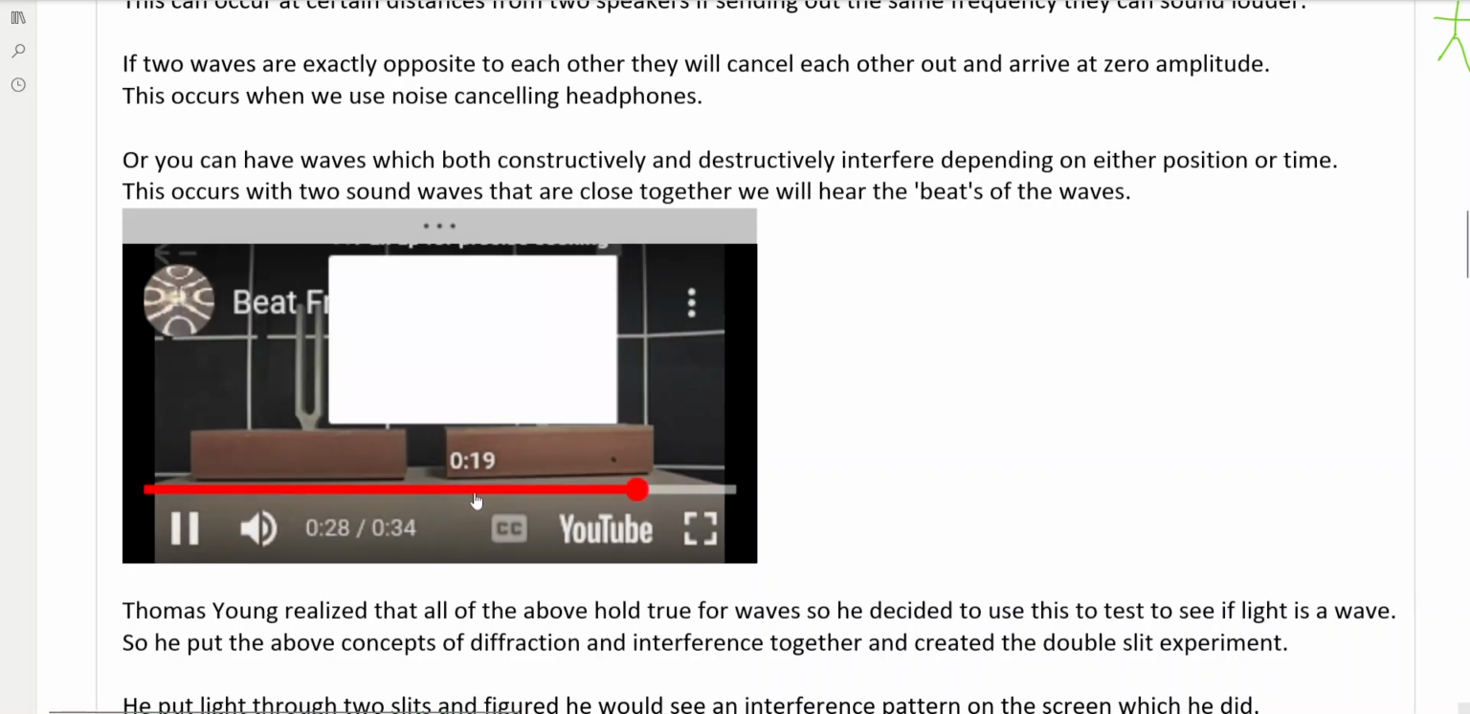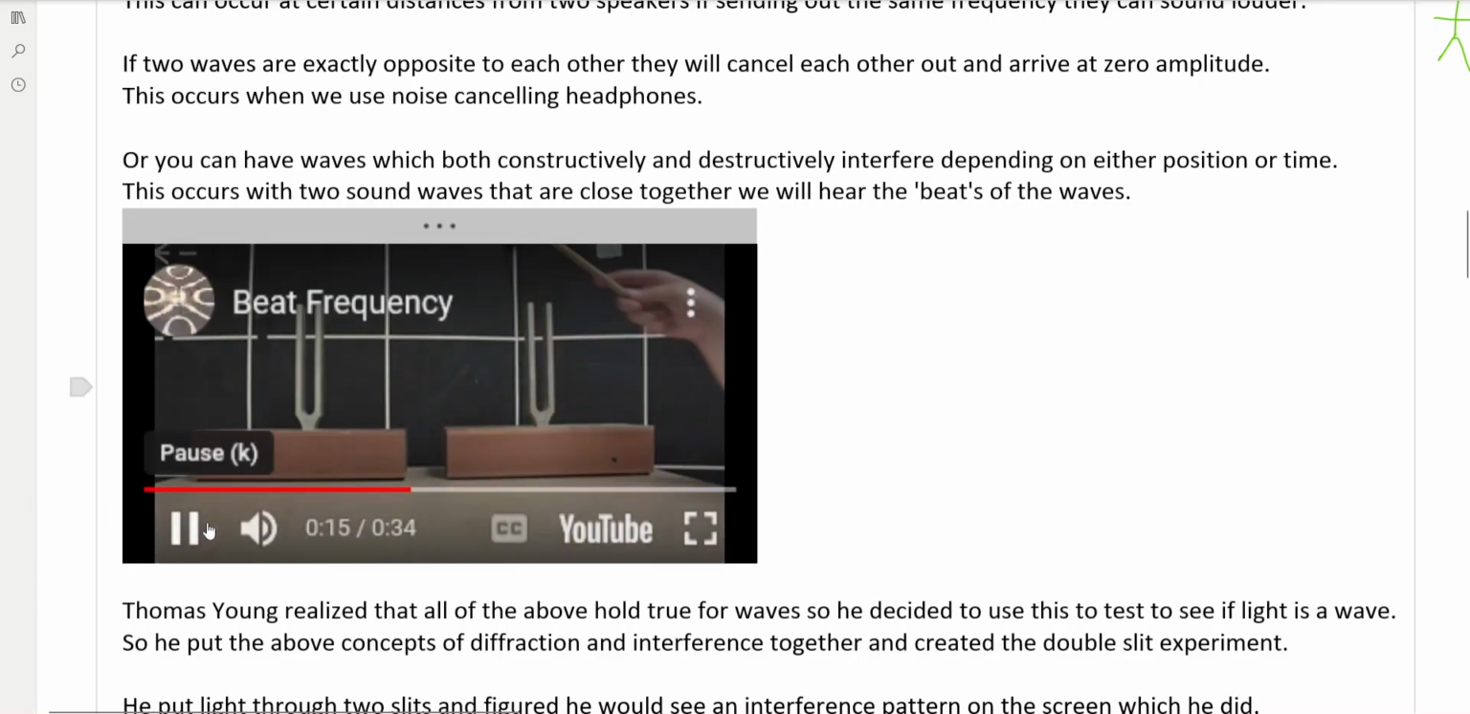Okay, we're going to maybe do that again. So again, what you're listening for is that wah wah wah wah sound. That is the beat. That is because at certain points it gets quieter because they're destructively interfering, and at certain points they're getting louder because it's constructively interfering.